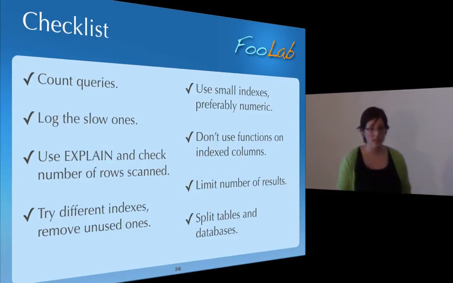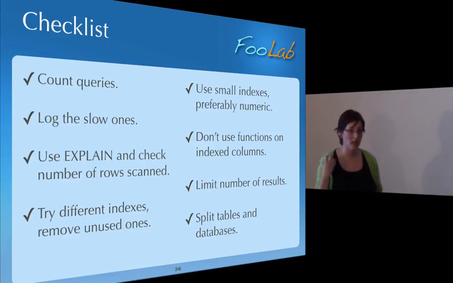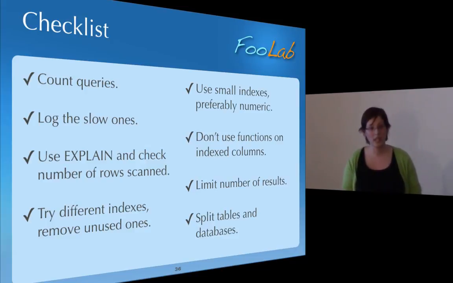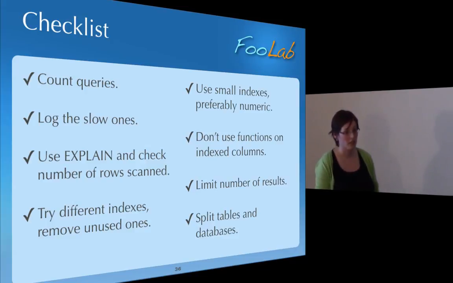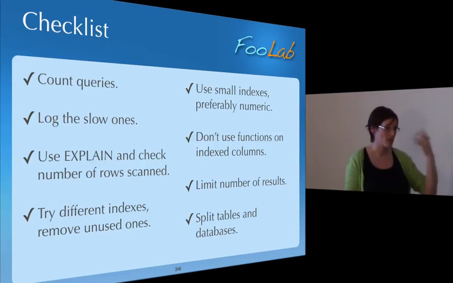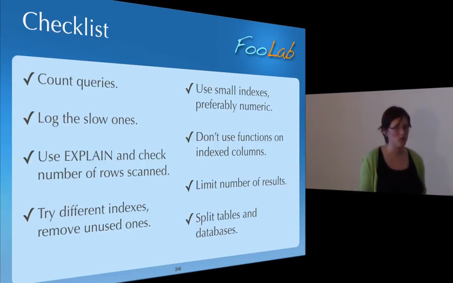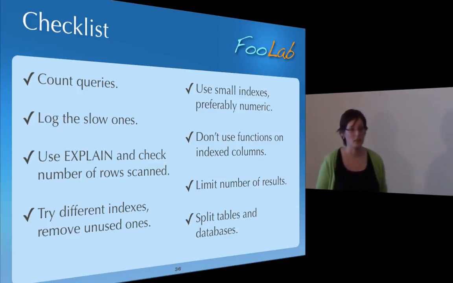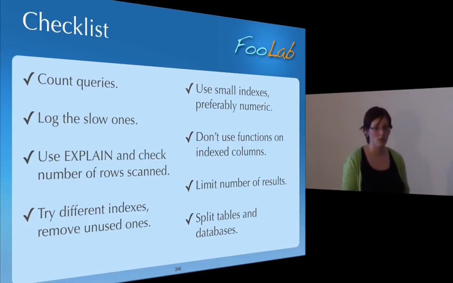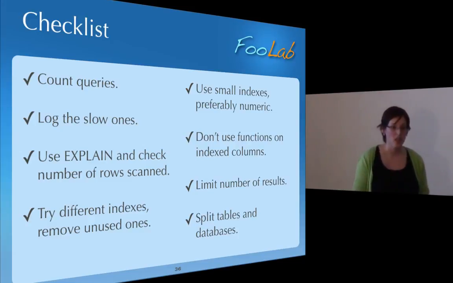So, checklist. You're going to count your queries. You have to log the slow ones. You have to use explain and check the number of rows that were scanned. See if there's a problem there. If you get to something like 40 billion when you're supposed to get only 100,000 or less, then you want to try to investigate why it's so slow and how you can help.